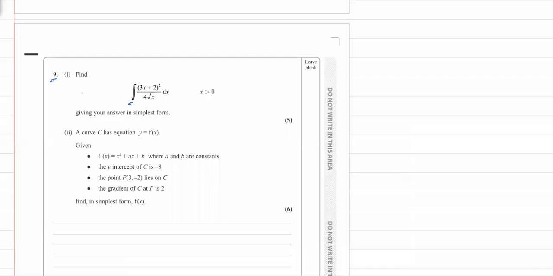The question is saying: find this integral, giving your answer in the simplest form. For integration and even for differentiation, we always first try to write the expression in the simplest form. For example, I have to integrate (3x + 2)² divided by 4 square root of x. This integral, yes.